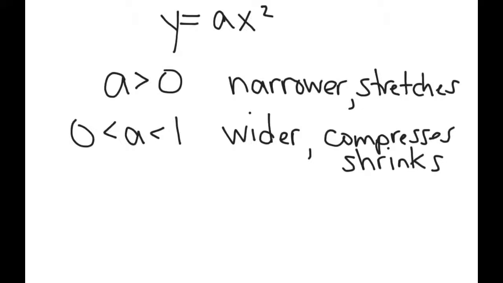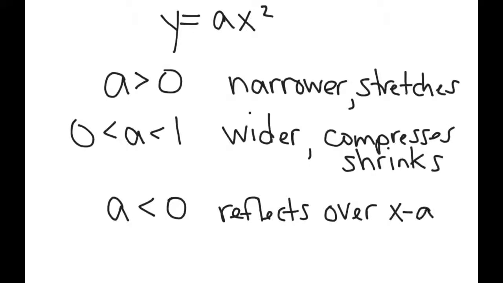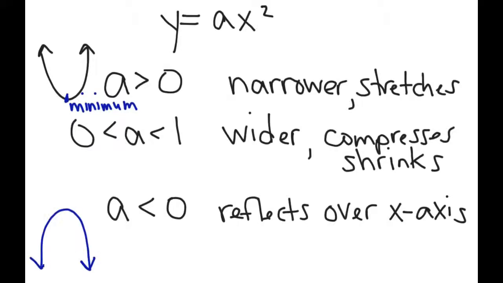And the other thing we found out is what happens when a is negative. Well, when a is a negative number, it reflects over the x-axis, or it flips it over. When the parabola opens up, I want you to notice that the vertex was at a minimum. Minimum meaning the lowest point on the graph. But when we reflected it over the x-axis and the parabola opened upside down, the vertex was now at the highest point. We call that the maximum.